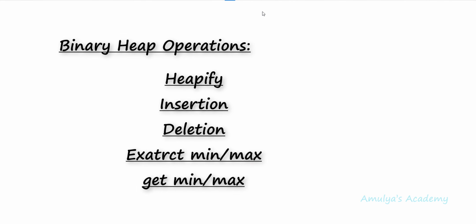And the next operation is get max or min. So if we have max heap, we can get the node with the maximum key. If we have min heap, we can get the node with the minimum key. We just need to print the root node's key. That's it. Okay, so these are the operations of binary heap.